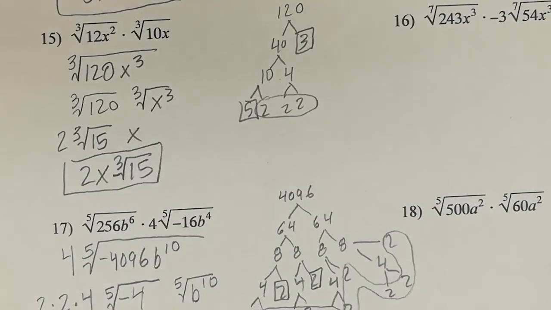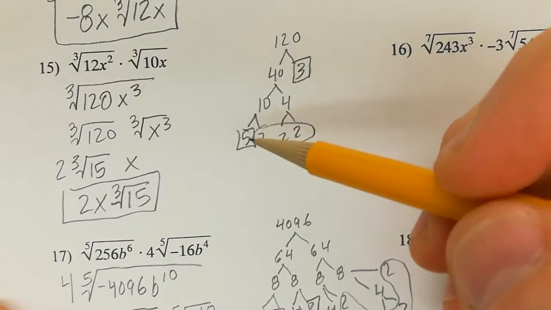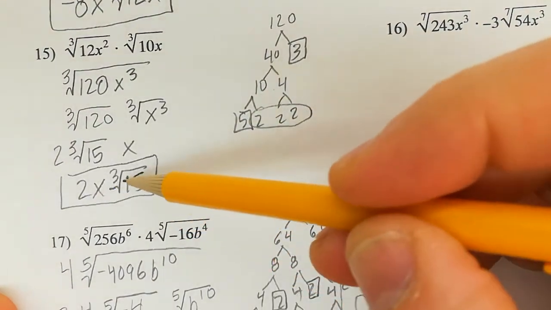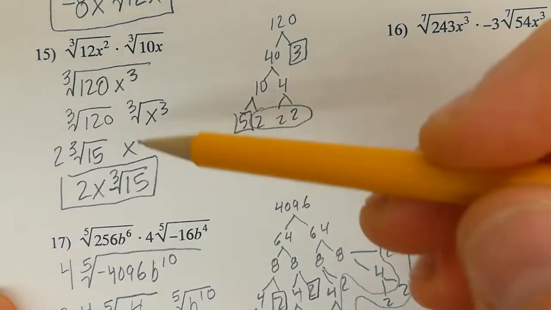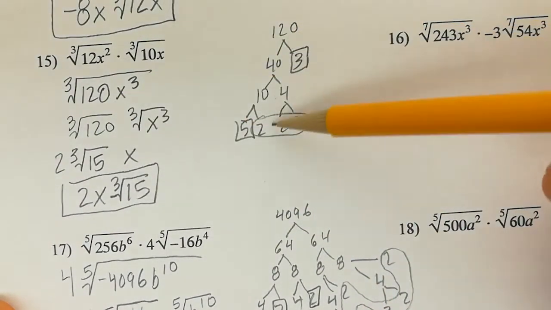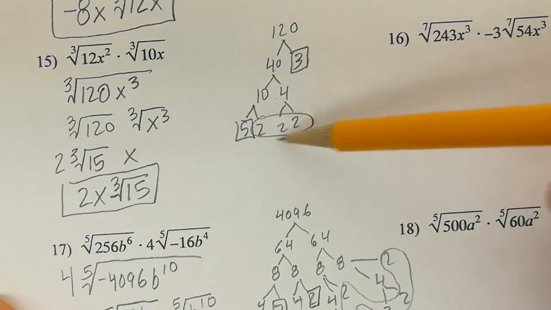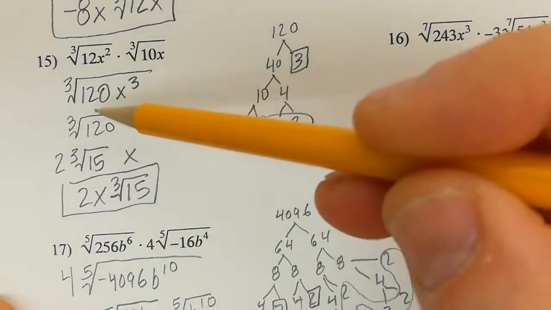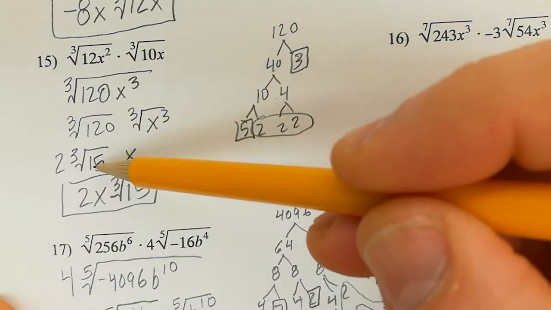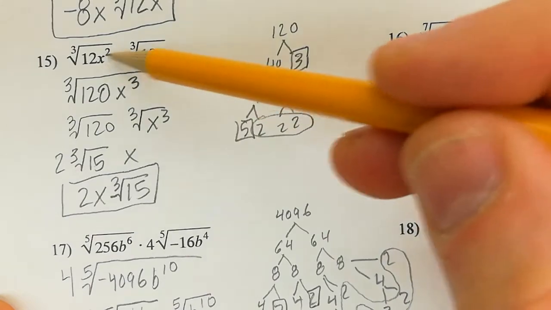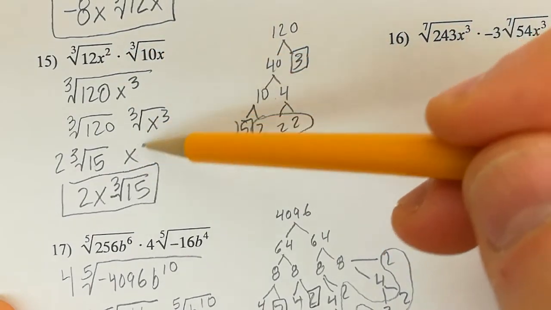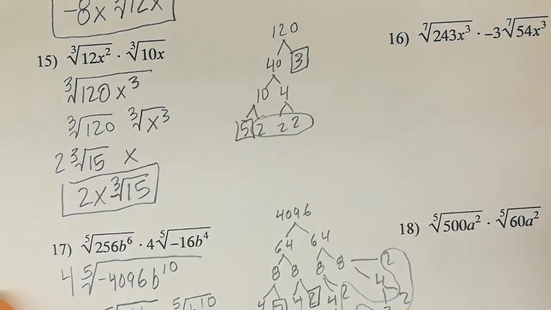All right, so what I got for number 15, I got 2x times the cube root of 15. So you break down the number, you end up having one group of 3 2s here. And then the 3 times 5 is left over, 15. And then under the cube root, you end up with an x cubed right after you multiply those. And so the cube root of x cubed is just x, and that ends up there.